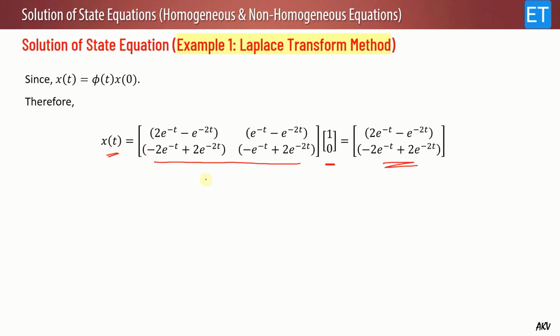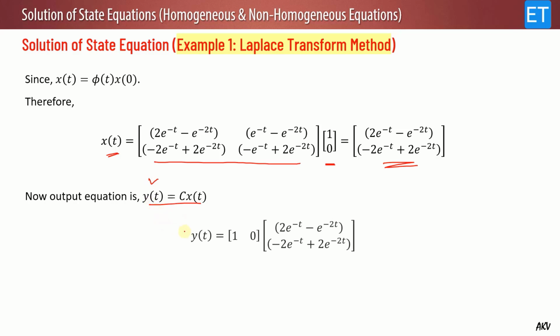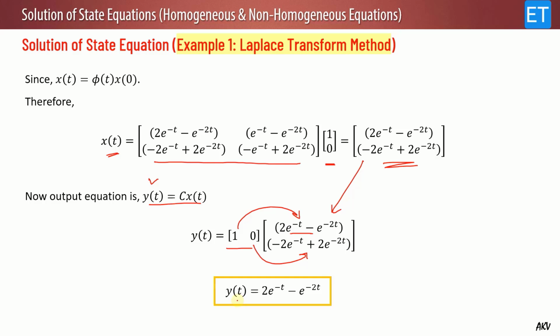Once x t is known, you can substitute x t in the output equation y equals C x t. So you can find the output y. So y equals, C matrix is 1 0, and x t is substituted here. It is a simple multiplication of these two matrices. You will get only the first term because 1 is multiplied with this and 0 will be multiplied with this. So this is the output of your system, which is represented in the state space, because of the initial conditions only. Mind this, here no input is applied to the system.